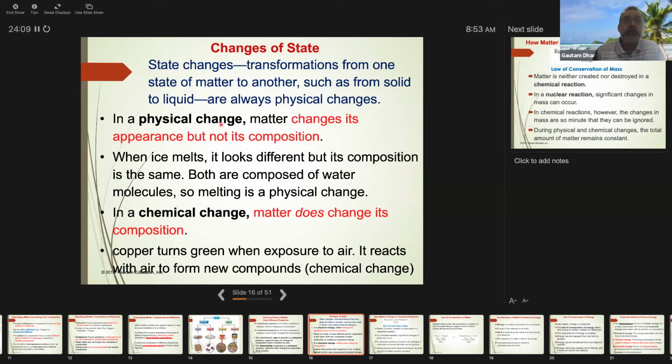So in a physical change, matter changes its appearance, but not its composition. We saw physical properties in the previous slide. Now we are looking at physical change. A physical change is when the composition is still the same, but our observational appearance changes. So when ice melts, it looks different, but its composition is still the same because it's water molecules. Both are composed of water molecules. So melting is a physical change.